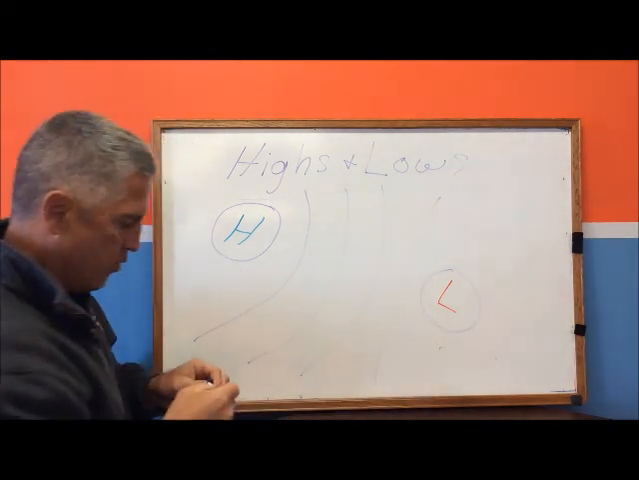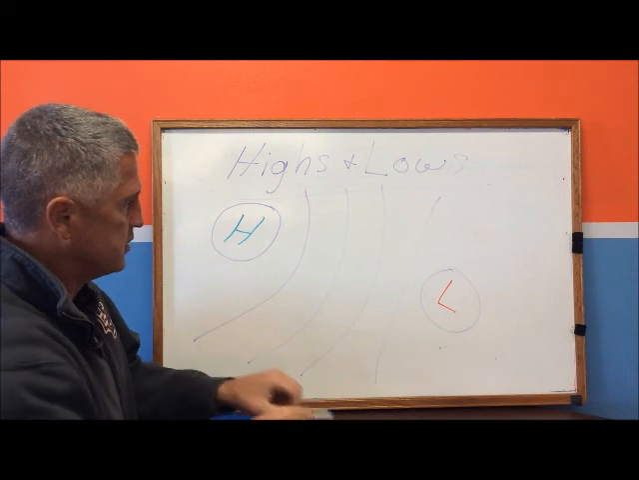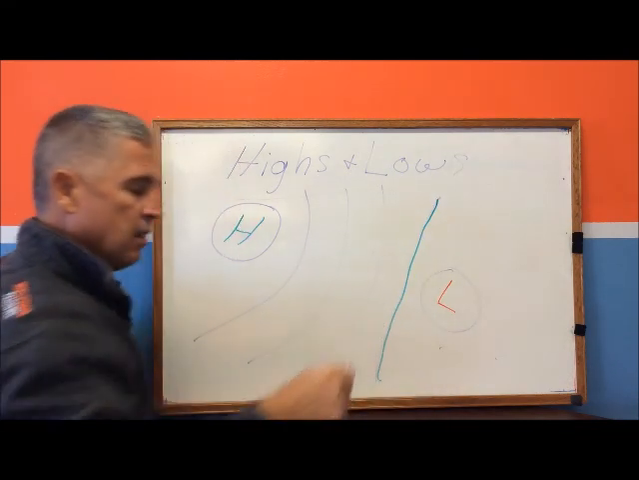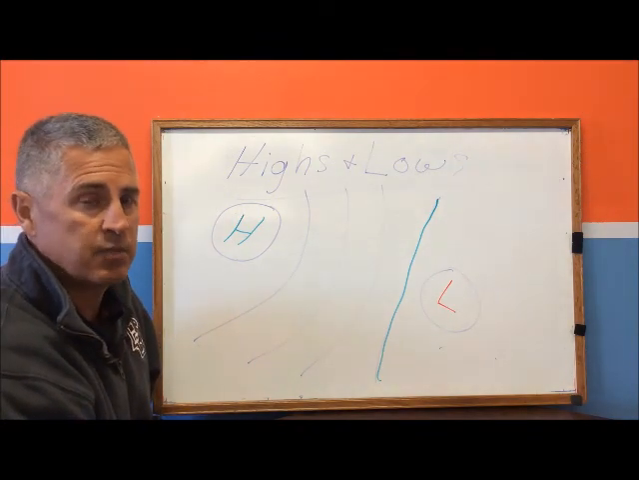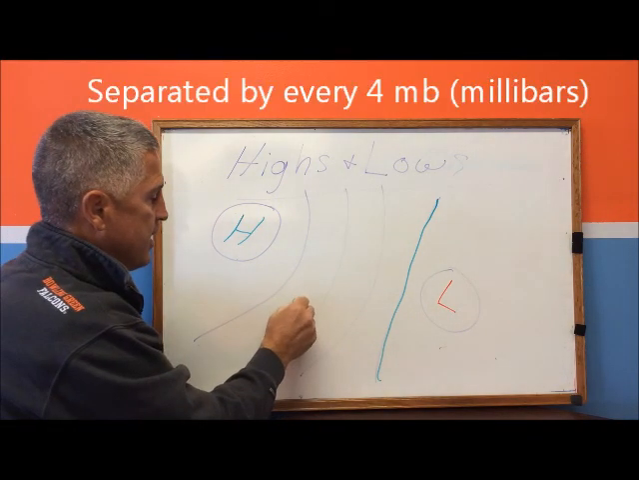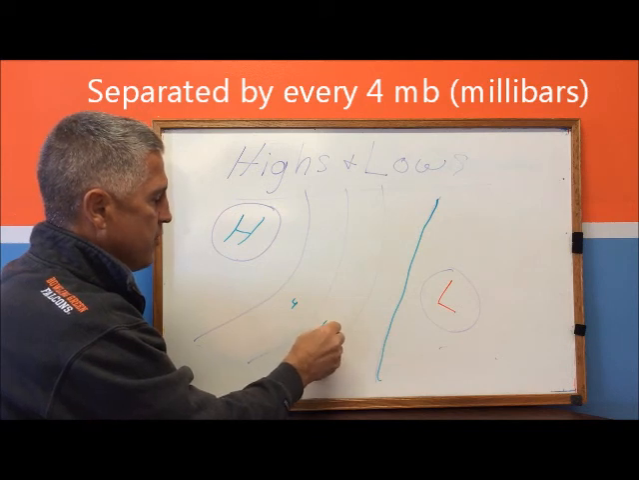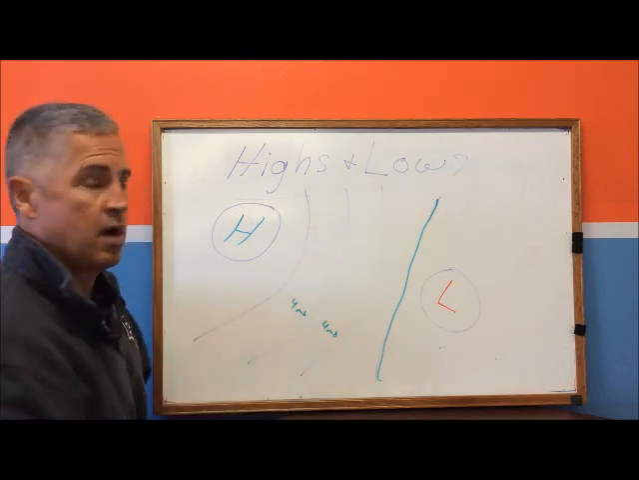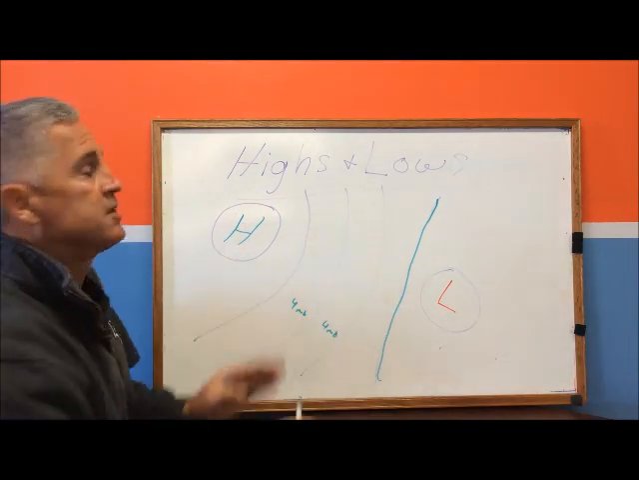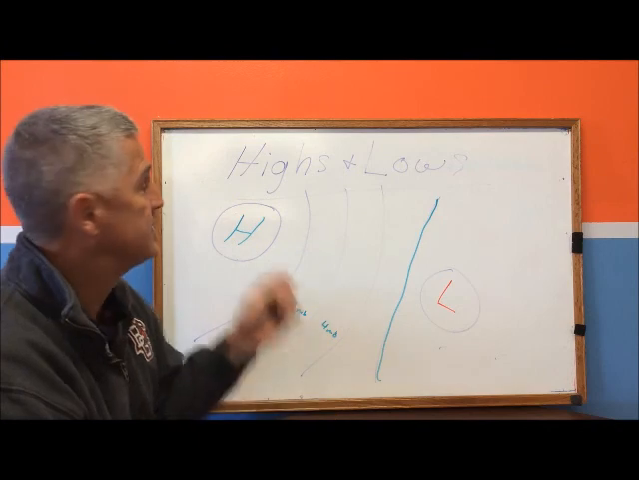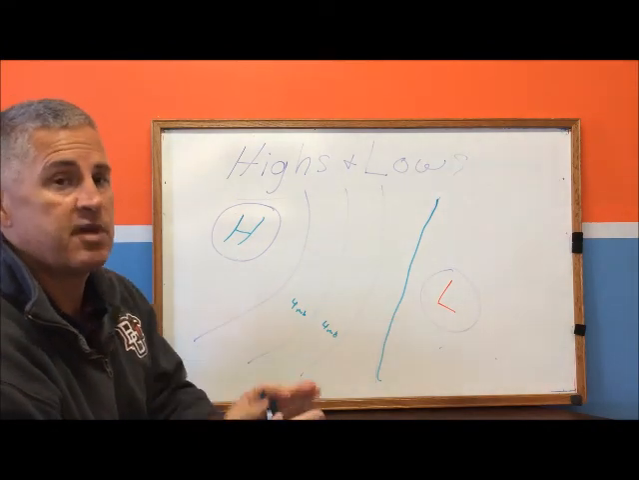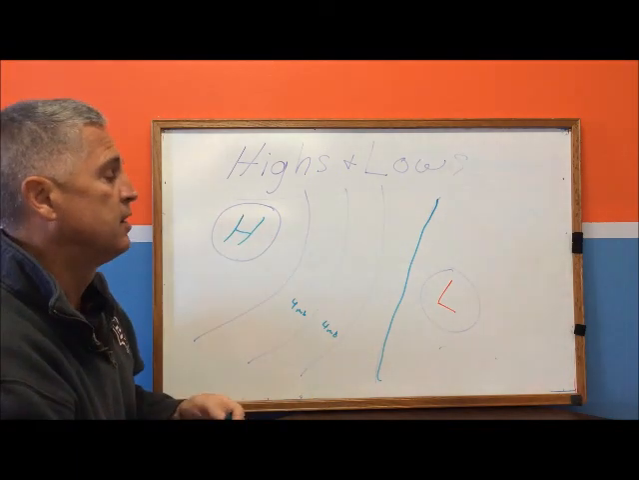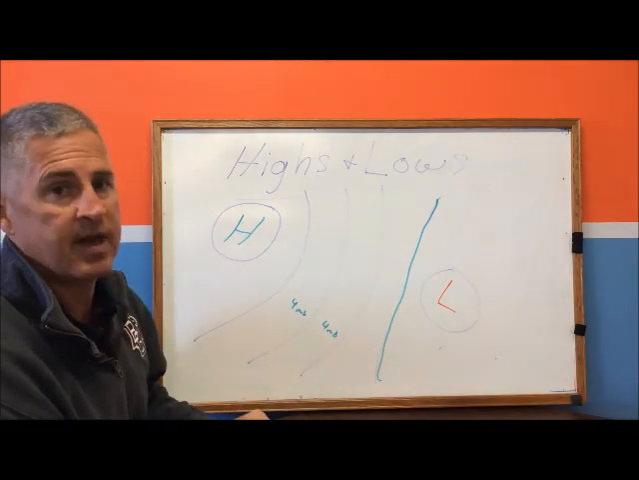And an isobar, and I'm running out of ink here, so I'll change colors. An isobar, lines of constant barometric pressure. There's always 4 millibars, MBs, between each isobar. The more isobars in between a high and a low, the more intense the change. So when you see them packed closely together, think that's going to be a very steep decline and generally more dramatic changes in the weather.